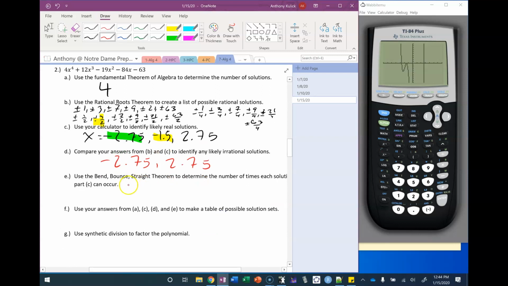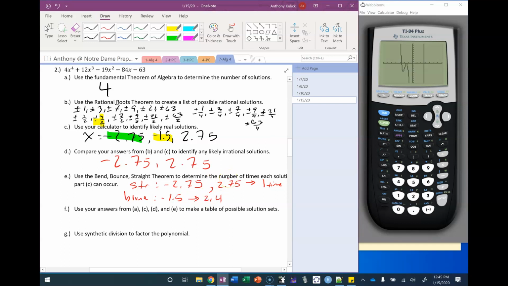So negative 2.75, what is that? Bend, bounce, or straight? Straight. How about positive 2.75? What's that? Also straight. How many times are straights used? Always one time. The negative 1.5, what's that? Bend, bounce, or straight? Bounce. How many times are bounces used? 2 or 4 or 6.